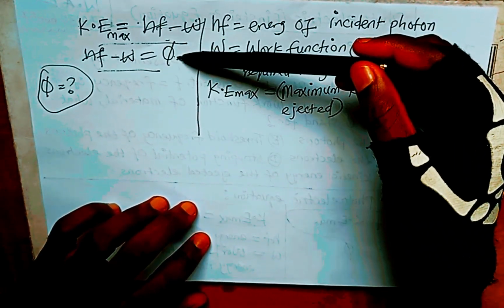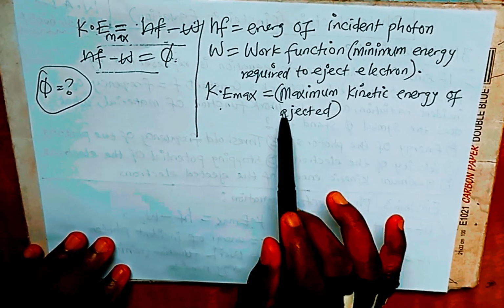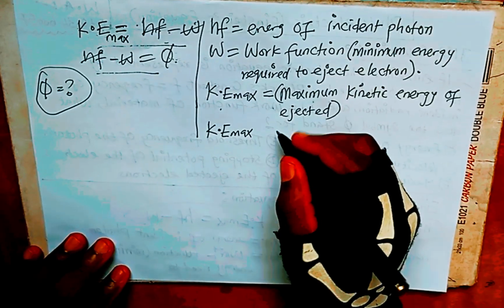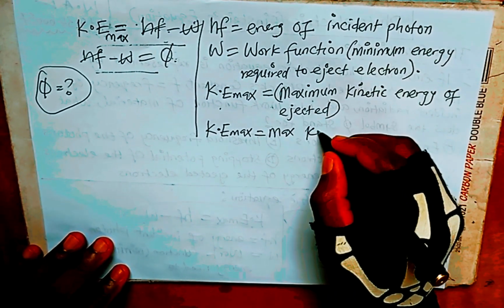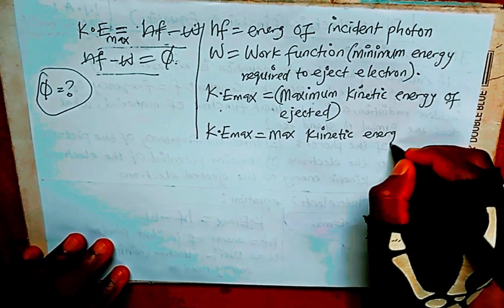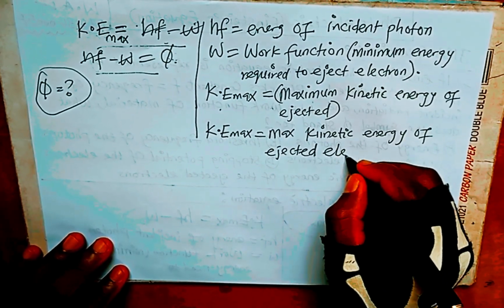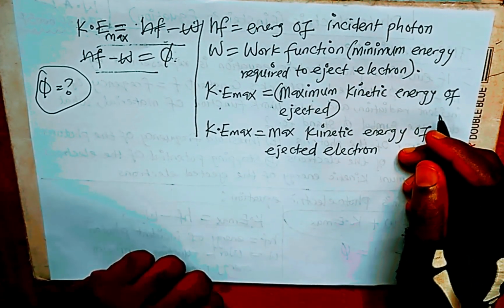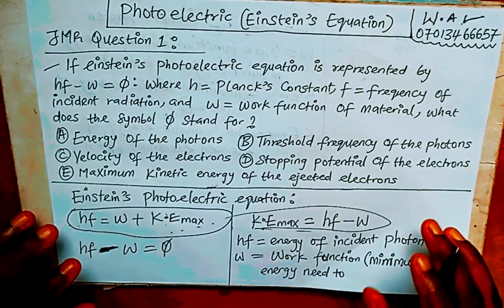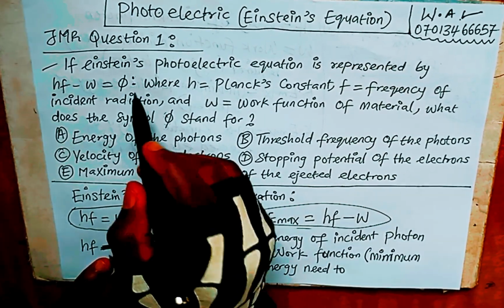So why do I say this thing and KE max are not the same? So what is KE max? Maximum kinetic energy. KE max means maximum kinetic energy of the ejected electron. So that's what this also stands for. With what we have just understood, among the options, pick the correct option and drop it in the comment section. The value of this thing.